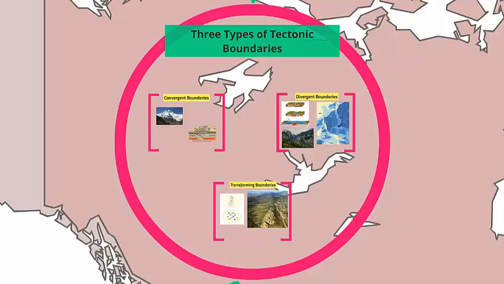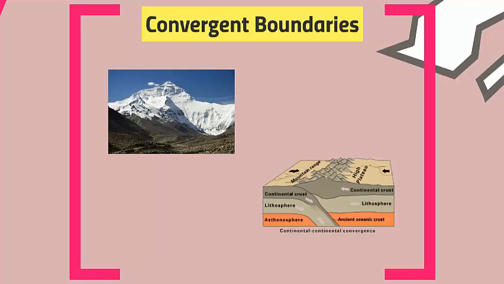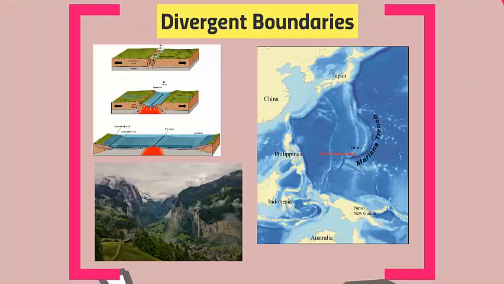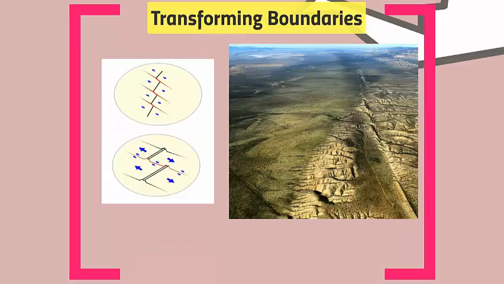There are 3 types of boundaries. First is convergent. These boundaries move into one another and create geographical features such as mountain ranges. Second, there are divergent boundaries. These boundaries move away from one another and create rifts and valleys, such as the Mariana Trench, which is the deepest part of the world's ocean, as well as the Lauterbrunnen in Switzerland.